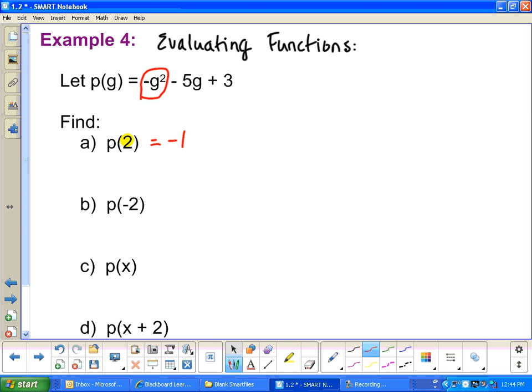That's a negative 1 times 2 squared minus 5 times 2 plus 3, and negative 4 minus 10 plus 3 will yield negative 14 plus 3, a negative 11. So P of 2 is equal to negative 11.